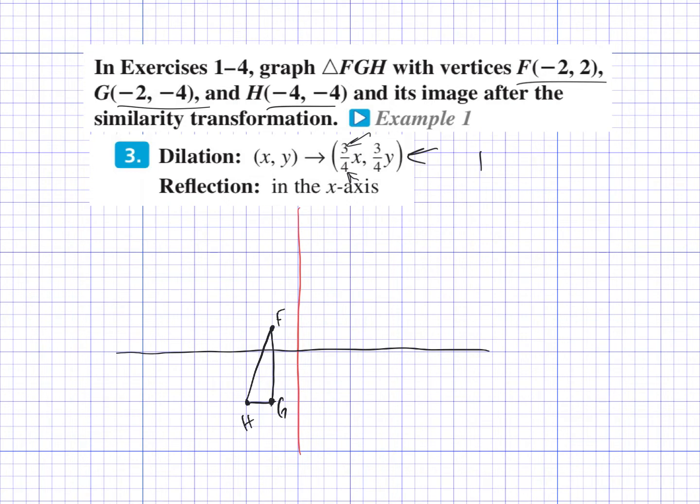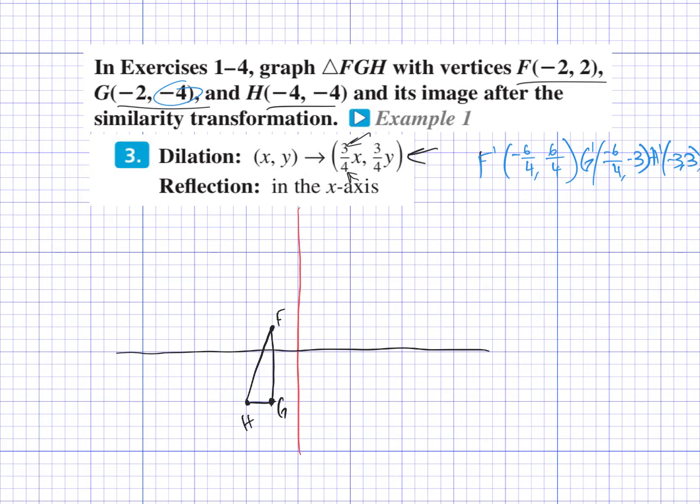So do this in blue. F prime: negative 2 multiplied by 3 is negative 6, divided by 4. Negative 6/4, which is negative 3/2. And 2 times 3/4 is positive 6/4. G prime multiplied by 3, we get negative 6 divided by 4. And negative 4 times 3 is negative 12, divided by 4 is negative 3. And H prime. Okay, these are going to be negative 3 and negative 3.